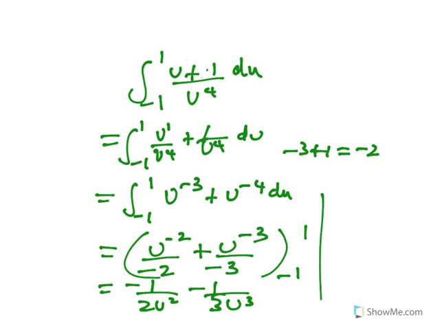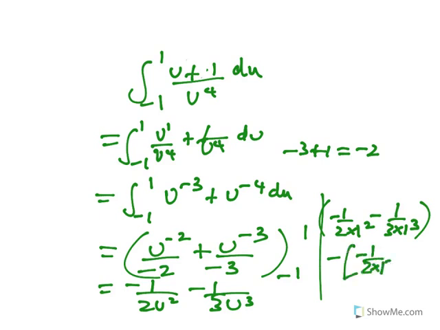All that's left is to put the endpoints in. So it's minus 1 on 2 times 1 squared, minus 1 on 3 times 1 cubed, minus, 1 on 2 times minus 1 squared. So you've got to make sure that's in brackets if you put in the negative substitution. Then minus 1 on 3 times minus 1 cubed. Okay, so just put that all into your calculator and see what you get.